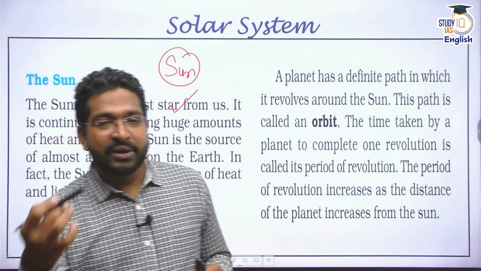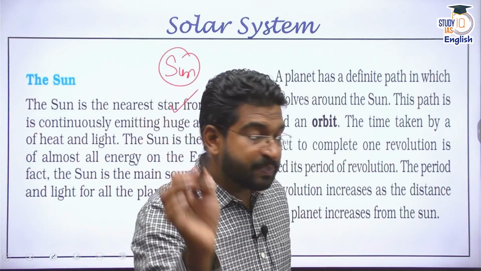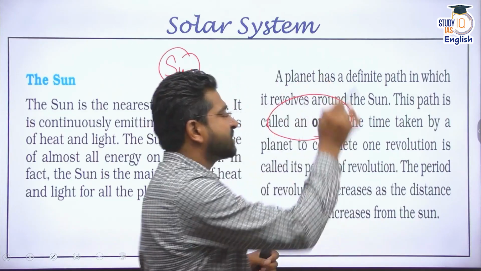Now, I told you, around the sun, every planet is revolving, and they revolve in a specific path called an orbit.